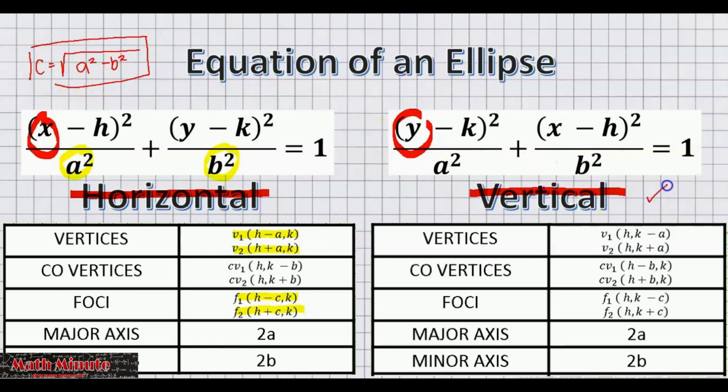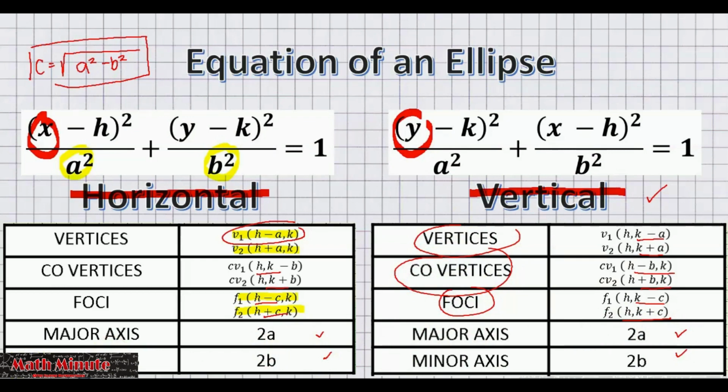If you will deal with the vertical ellipse, you will do the opposite of this one. So if you subtracted from h here, in here you will subtract from or add to k. So it will be the other way around for both of them. That's why it's very important for you to know which type of ellipse is given first before you find the values of the vertices, co-vertices, and foci. For the major axis and minor axis, you just need to get twice a for the major axis and twice b for the minor axis.